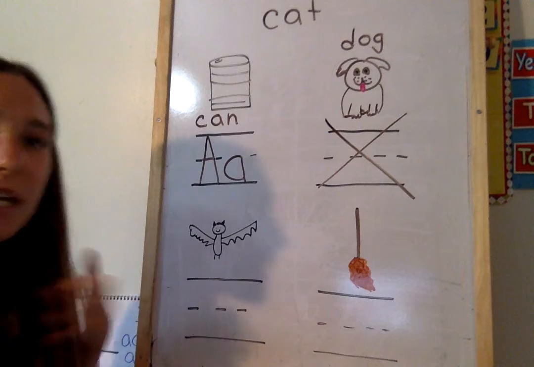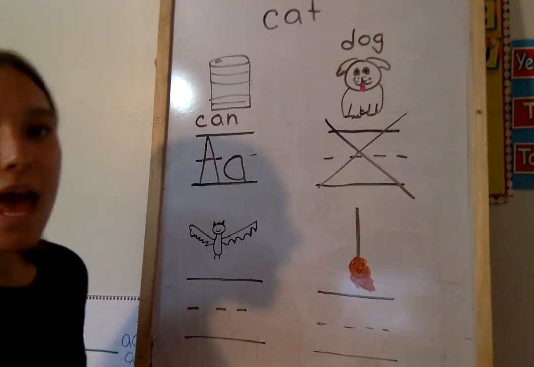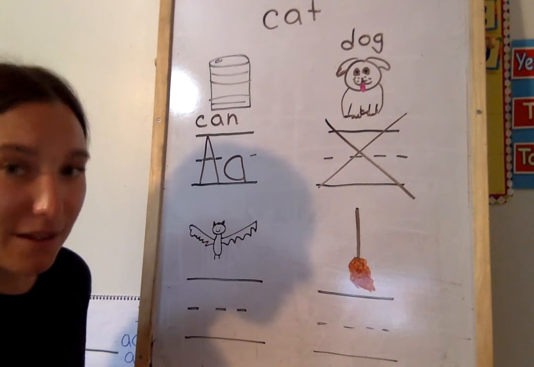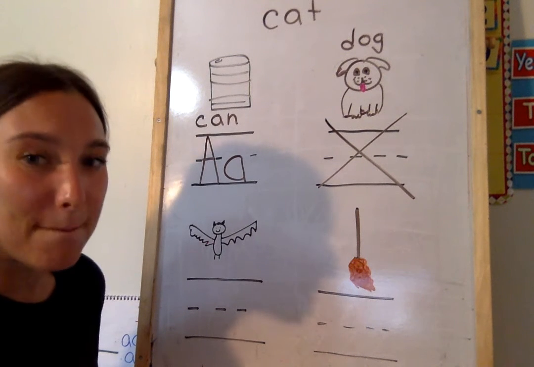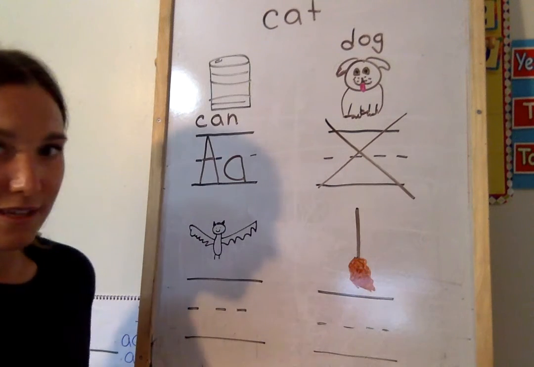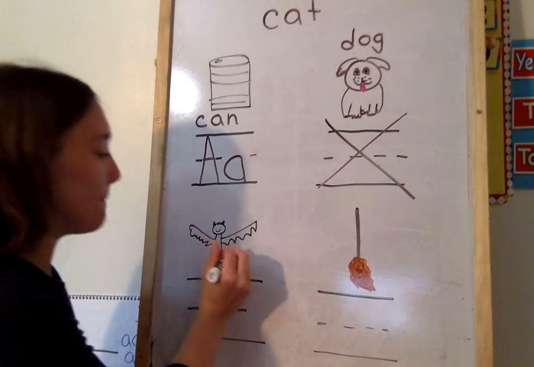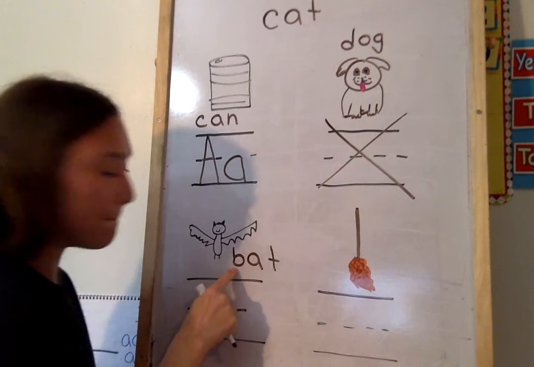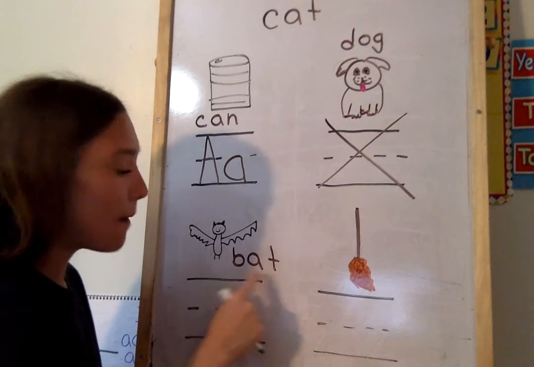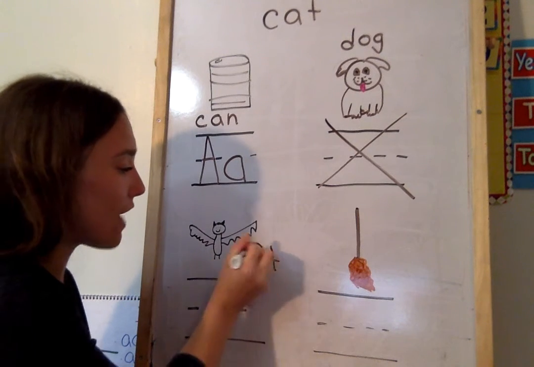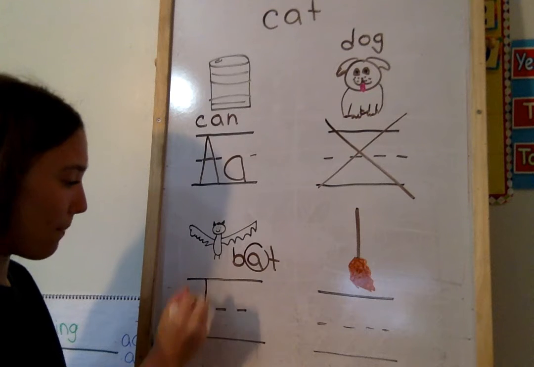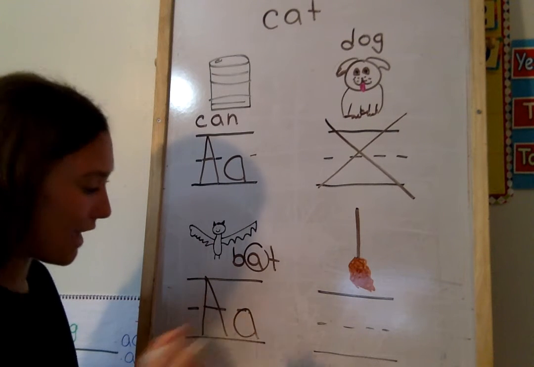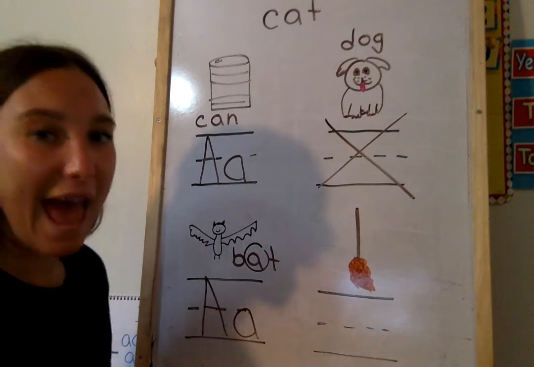Our next picture is a bat. B-at. In the middle of the word, do we hear the A sound? We do. B-A-T. So we have our A in the middle. So I'm going to write our upper and lower case A underneath bat.